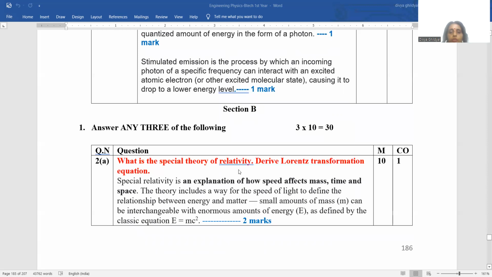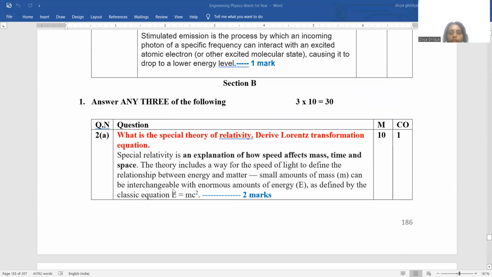Now let us come to section B. Here I have to attempt any 3 questions. Each question is carrying 10 marks. And the breakage of this 10 marks also I will explain to you. Look at this question. Obviously each unit has been picked up while framing section B. So you will be coming across all 5 units, 10 marks each.